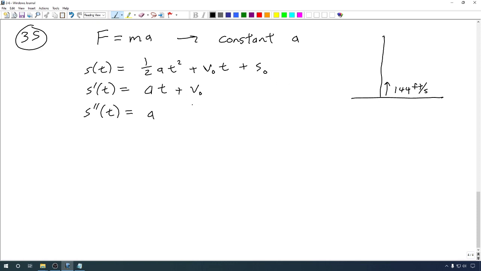Then how fast is it moving when we do start? Well, they gave us the information that we're starting with a velocity of 144 feet per second. So v naught in this situation is 144.